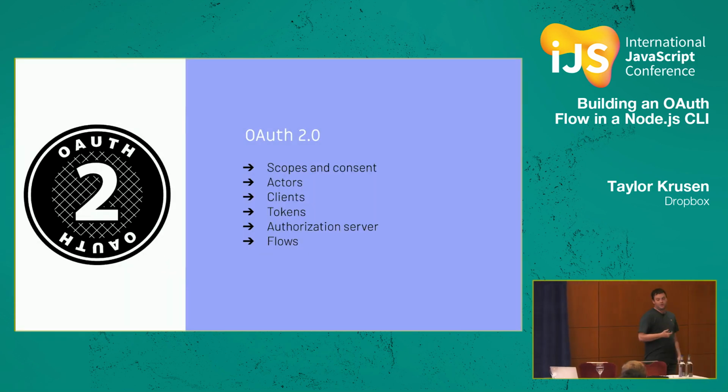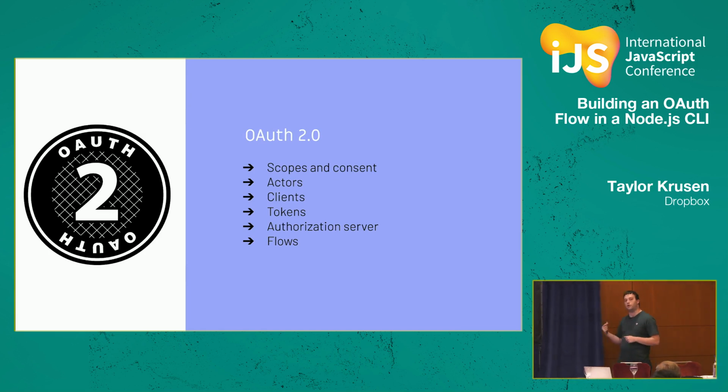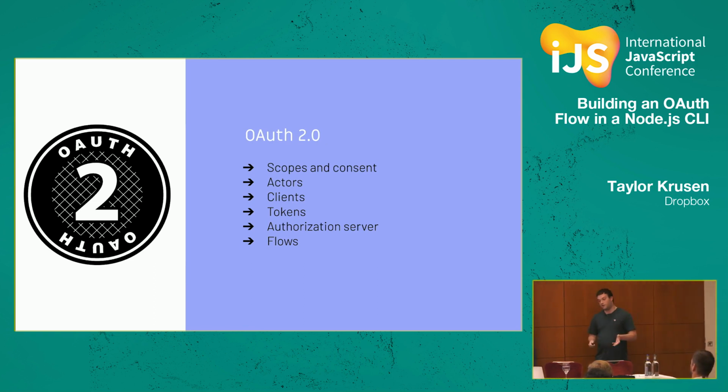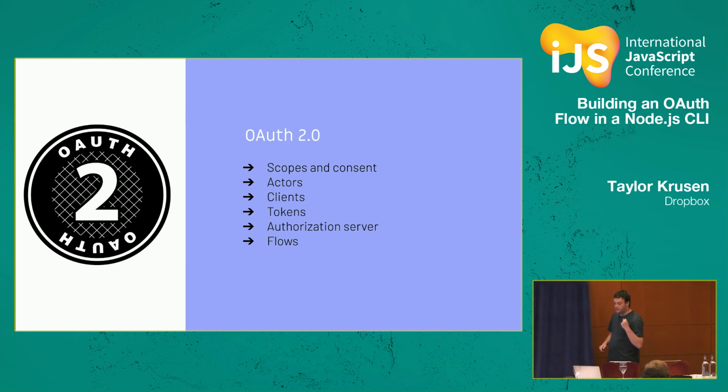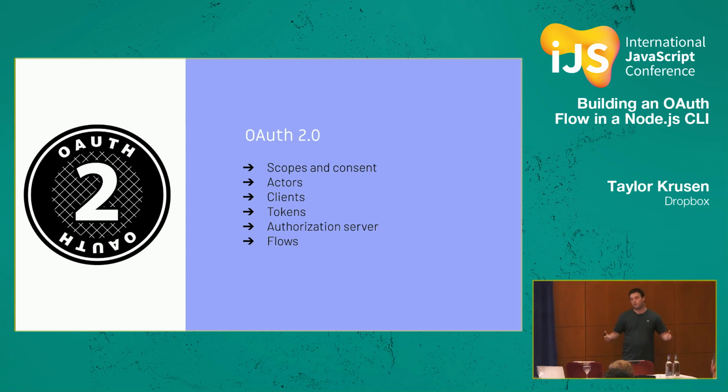So the OAuth 2 spec outlines a couple of different things within it. There are some different pieces of information that we need to know in order to build one. We need to know about scopes and user consent. We need to know which actors are defined in the protocol. We need to know which clients are being used. We need to understand what tokens are. We need to understand the responsibilities of the authorization server and what different flows are possible. Now, I know it sounds like a lot, but at its core, it's not that tricky once you've done it a couple times. There are some fundamental pieces that you need to understand, but you don't need to know about all the different flows that are possible in order to implement it for your own web application.